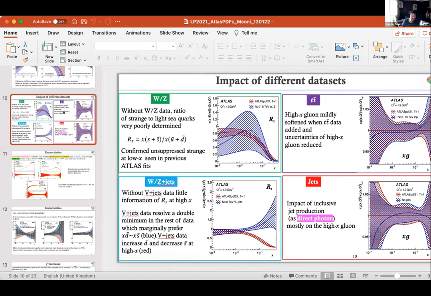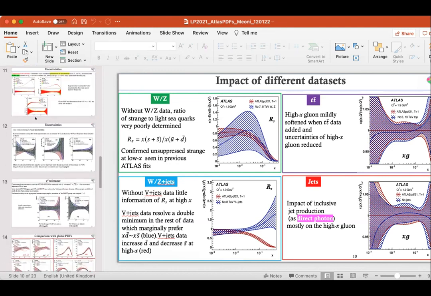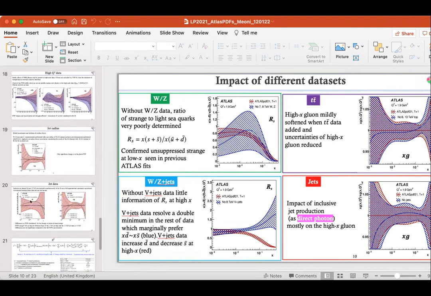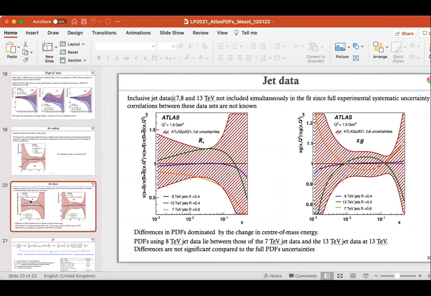I see Daniel has a question. Go ahead, Daniel. Yes, hi. First of all, thanks for the really nice talk, for the comprehensive look into the PDF. You mentioned at the beginning that you are using the 8 TeV data from the inclusive jet side and using the 7 and 13 TeV as a cross-check. I was wondering what this cross-check looks like. Are you just substituting in the big fit the 8 TeV inclusive jets with the 7 and the 13 and looking at the impact?